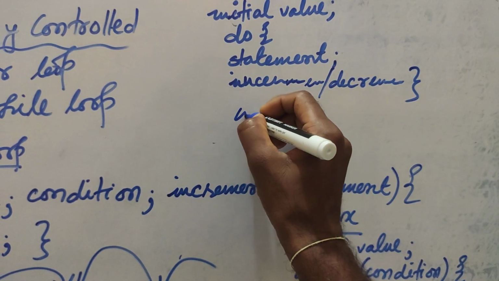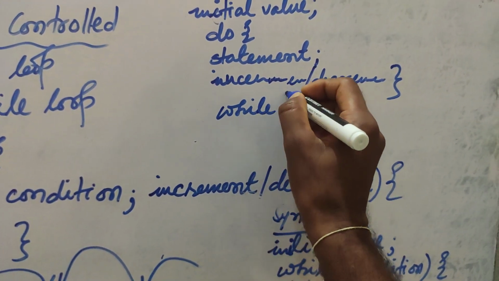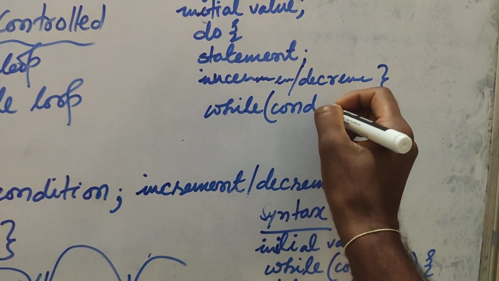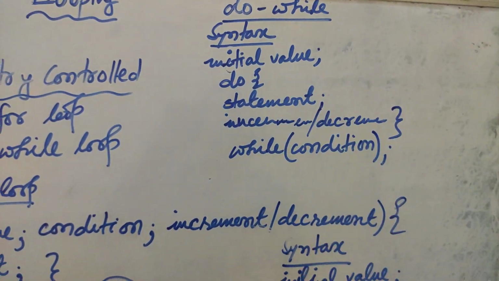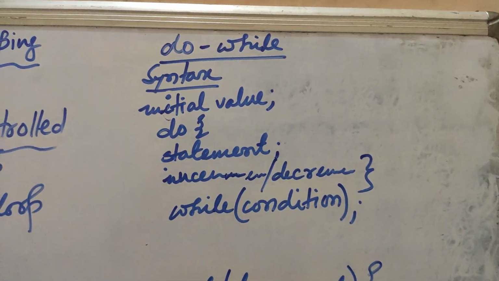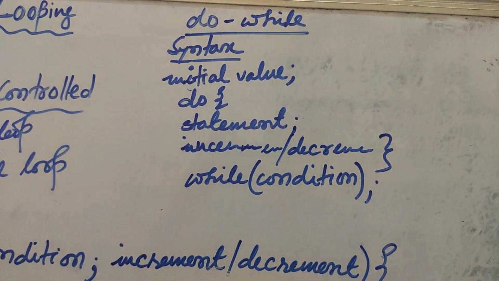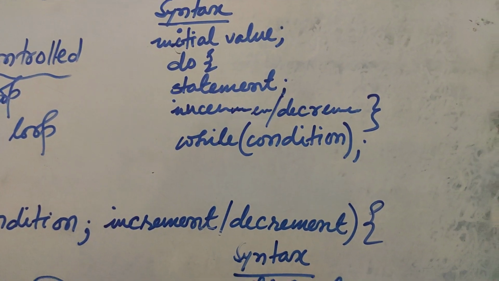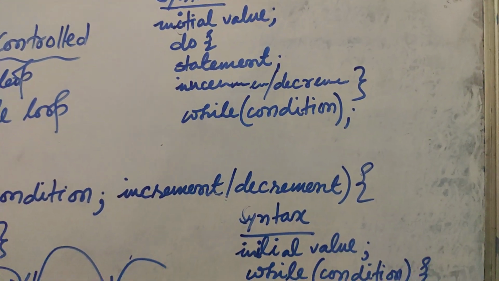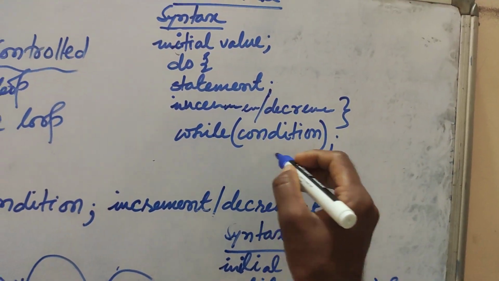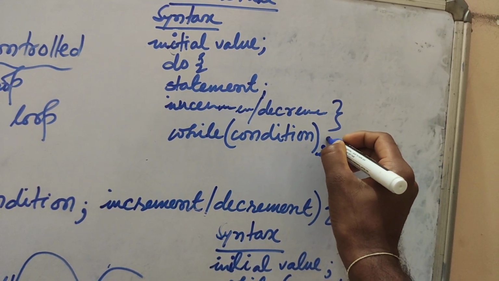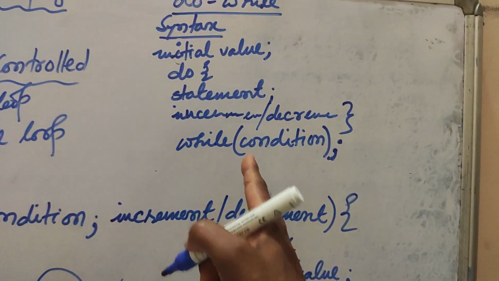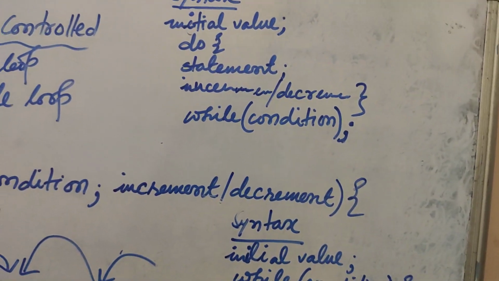Yes. Now after that, while conditions, do-while. Initial value, then do, then statement, then increment or decrement, while, then conditions. Notice one thing, this is the conditions, then the statement ends with a semicolon.